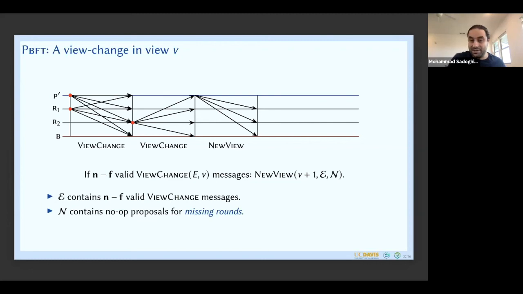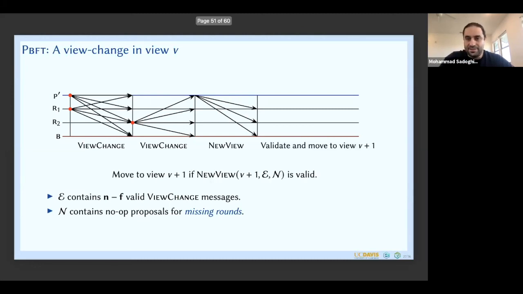And make sure anything that was committed in the last view that is not reflected in the checkpoint also gets reevaluated or recommitted. And that's the view change protocol.